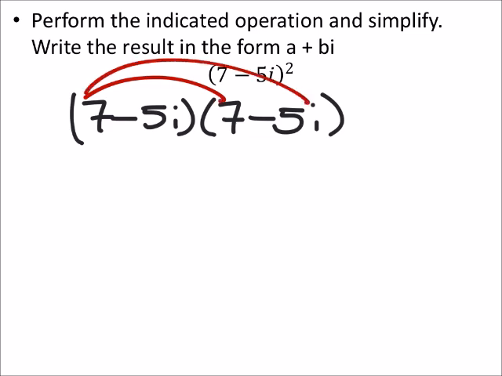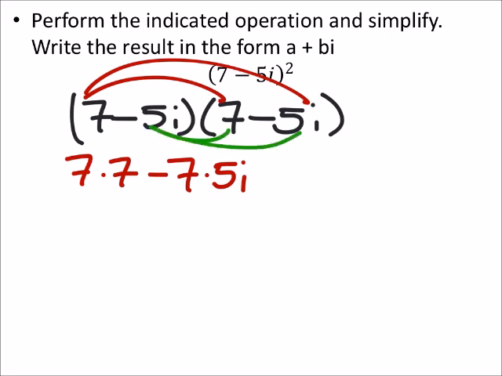So I'm going to distribute the 7, which would give me 7 times 7. And I'll put the minus in there right now. 7 times 5i. Then I'll distribute this negative 5i. So negative 5i times 7. And then this is going to end up being a plus 5i times 5i.